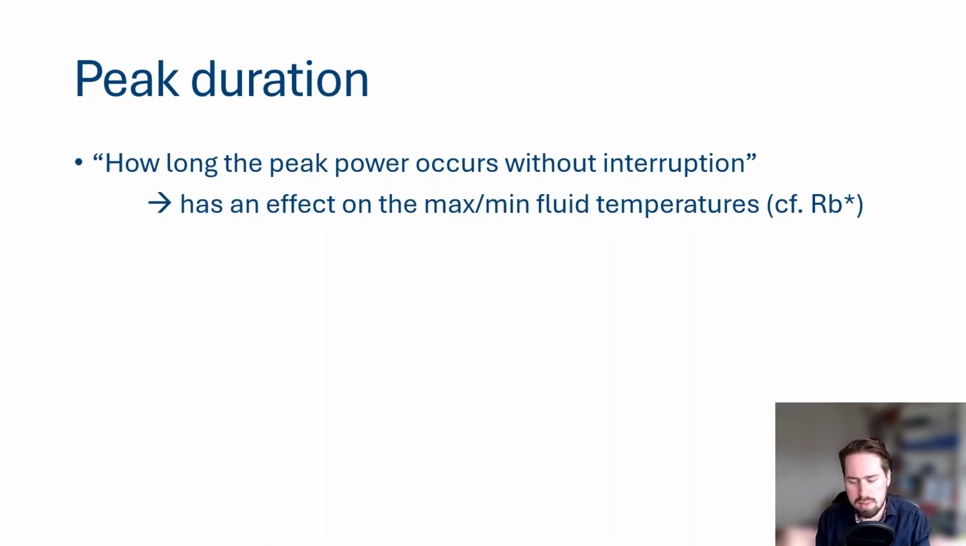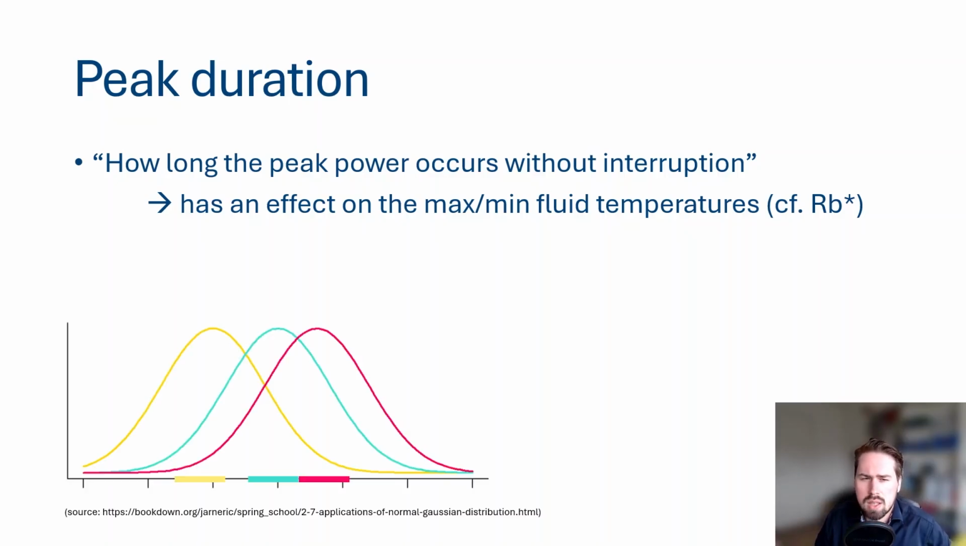But of course, you can imagine if your heat pump runs for 2 hours versus for 10 hours straight, in the situation in which it runs for 10 hours, it will end up with lower temperatures because you're putting more demand onto your bore field in one continuous run. So this peak duration is important.